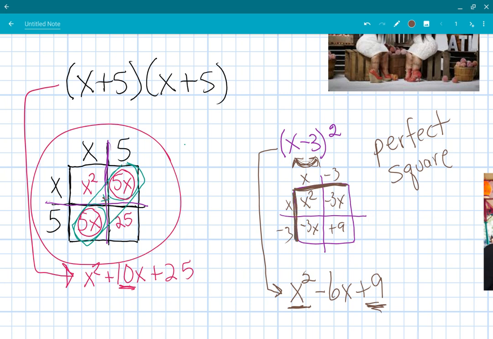So it's going to make a perfect area model. Like it's going to be a square. It's not going to be a rectangle, right? Even though we always draw them as a square, it actually is a square.